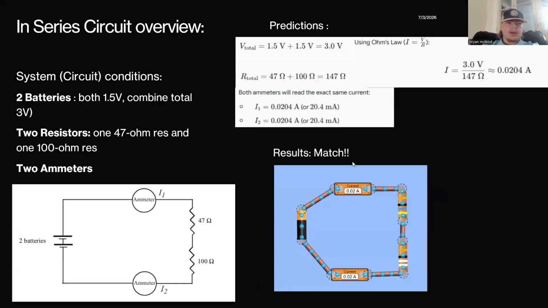So in our series overview, the system was the circuit. We had two batteries, both were 1.5 volts, so a combined total of 3 volts. We have two resistors. One would be the 47 ohm resistor, and the other one would be the 100 ohm resistor. And then we had two ammeters. As you can see in our diagram below, this was the diagram we were given. And over here is our results.